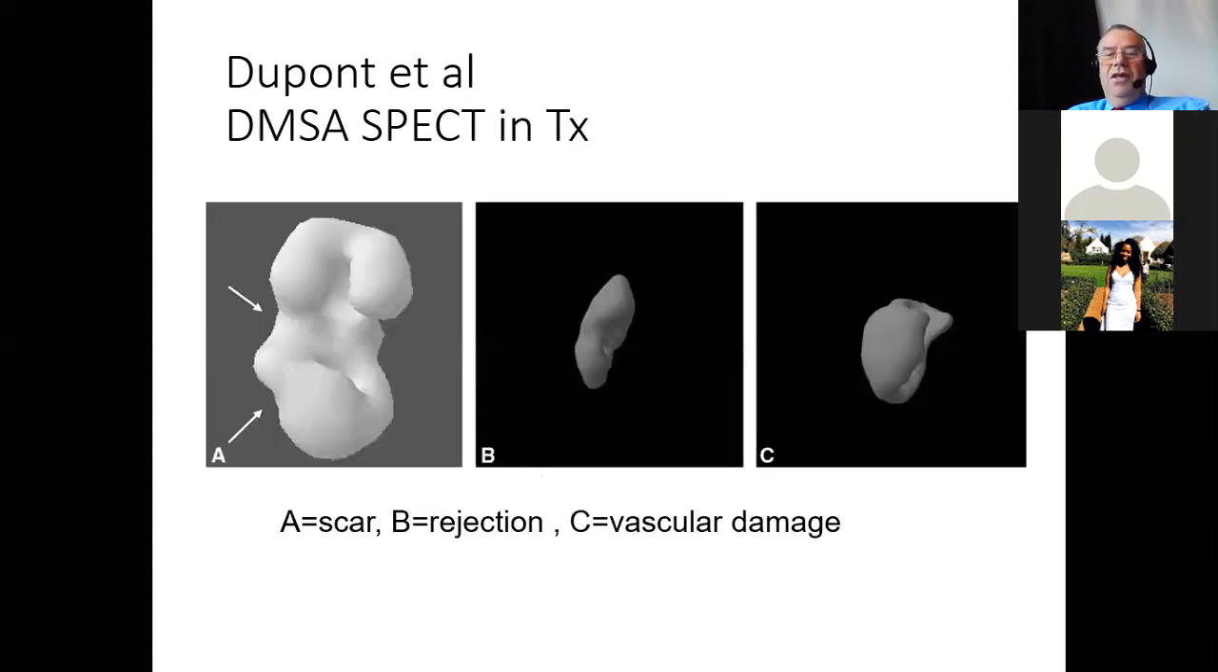So this is a few things that we could see. If you've got scars, you see a normal sized transplant with focal holes in it. He's looking at 3D images, which are a very nice way to see them. A rejected kidney looks very small with very poor uptake. And this is a vascular damage, and you can see that just the top half of the transplant's just disappeared because the artery to it's been blocked. So you get these three kind of patterns.